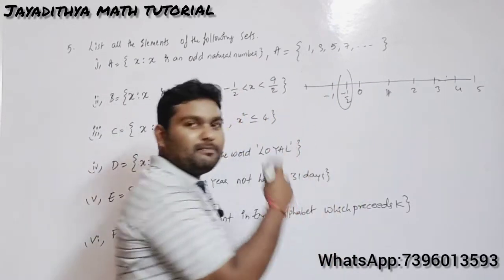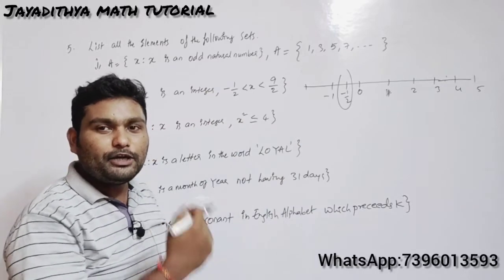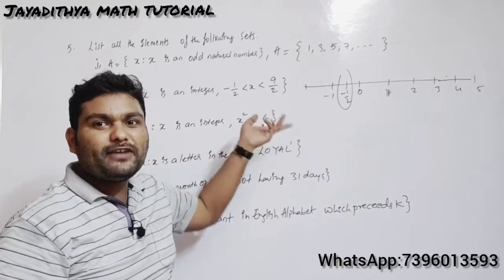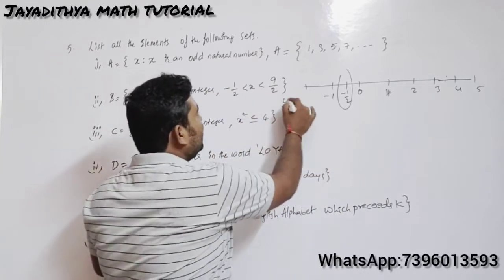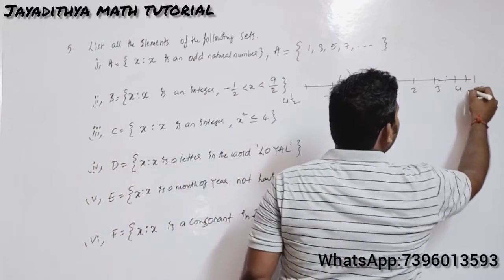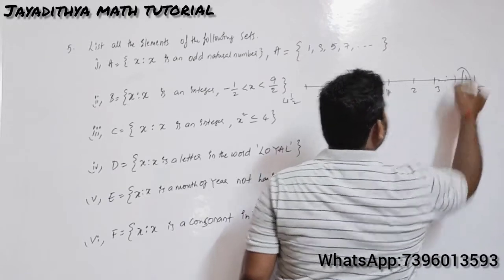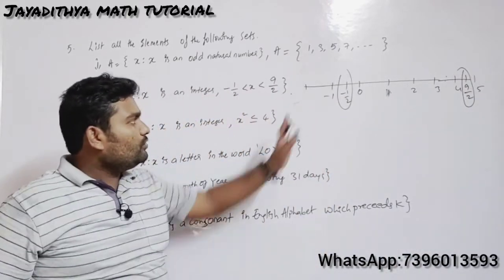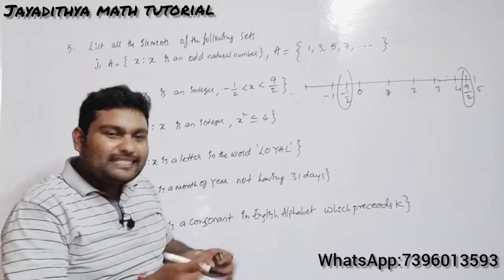9/2 is nothing but 4 1/2. If you convert the improper fraction into a mixed fraction, then your answer will be 4 1/2. So this lies between 4 and 5. So here it will be 9/2, right? Now clear? So you should mention the integers between these two.